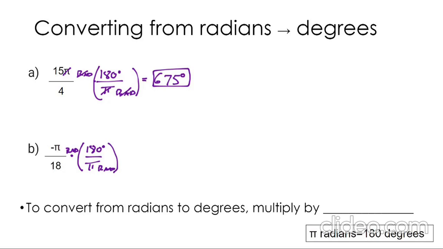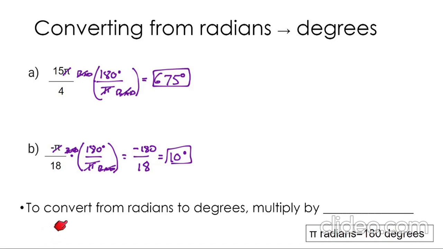And we do that because it's like multiplying by a form of 1. It's not going to change the value of our measure over here. But radians over radians, those units will cancel, and pi over pi cancels. So whenever I multiply straight across, it's going to be negative 180 over 18. And whenever I do 180 over 18, that's going to simplify to 10 degrees.